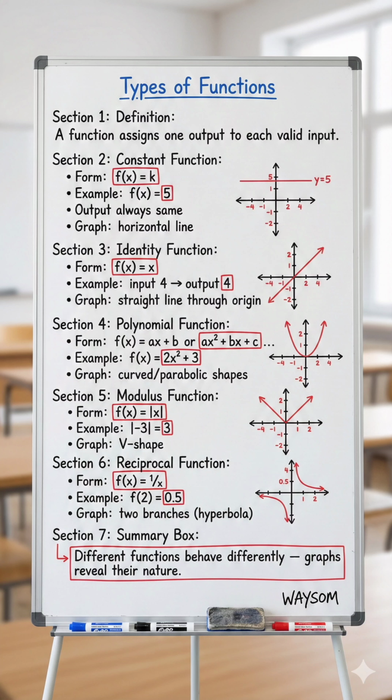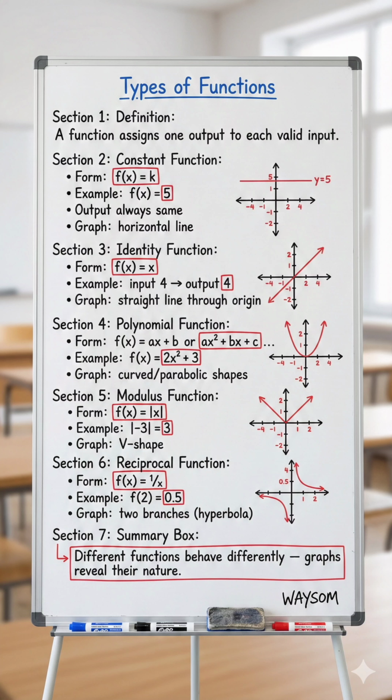Shift your attention to polynomial functions. These include linear, quadratic, cubic, and other algebraic expressions. The example on the board is 2x squared plus 3. These functions produce smooth curves or parabolic shapes. Their graphs bend depending on degree.